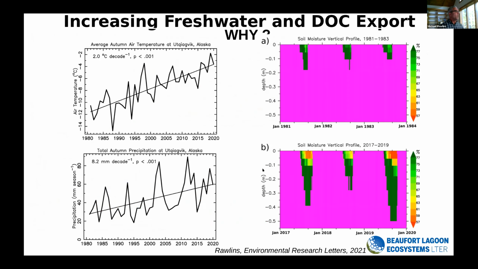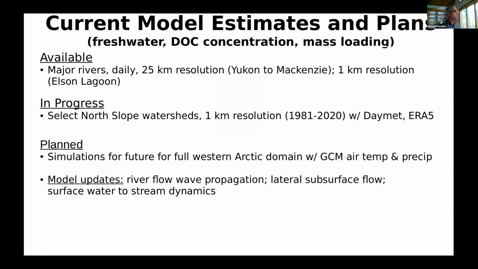Why is that? Well, we're having really large increases, strong increases, significant in air temperature, particularly in autumn, and in precipitation. This is an influence of the sea ice losses manifesting in the area in Northwest Alaska. We could see the soil moisture vertical profile much deeper in 2017 and 2019 versus the early 1980s. So we've got a larger volume of thawed soil, more production, warmer soils, more productivity, leading to increased DOC export along with the freshwater export.